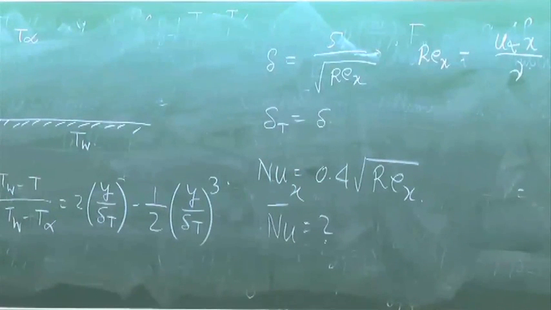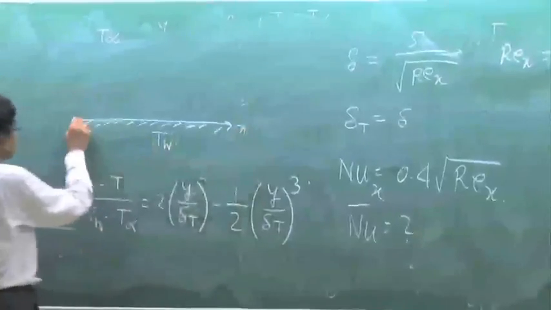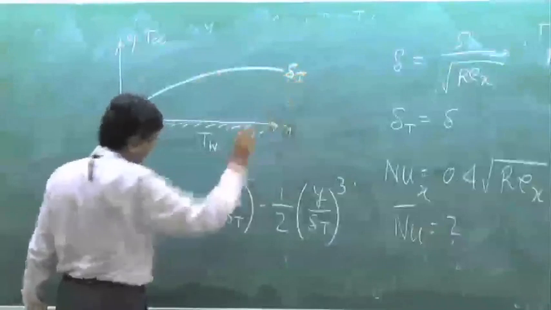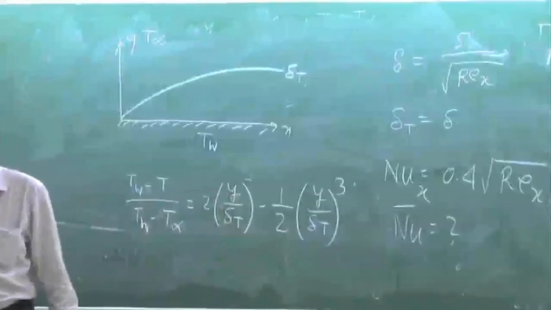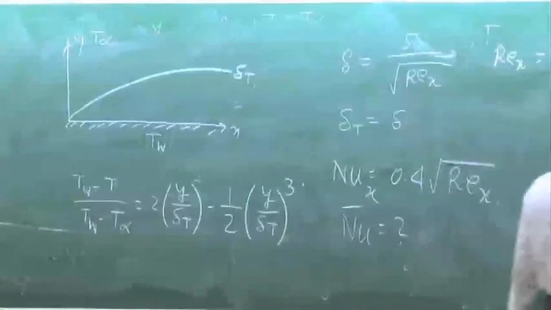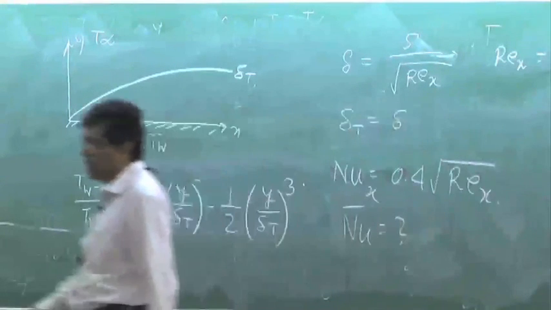How do you solve the problem? Temperature is a function of both x and y. This is x, this is y. But this x is taken in delta t, similarity parameter, y by delta t. How to solve this problem? Very simple. Let us do this as a direct application of what we have discussed today. Nothing can be simpler than this. How to do this problem?